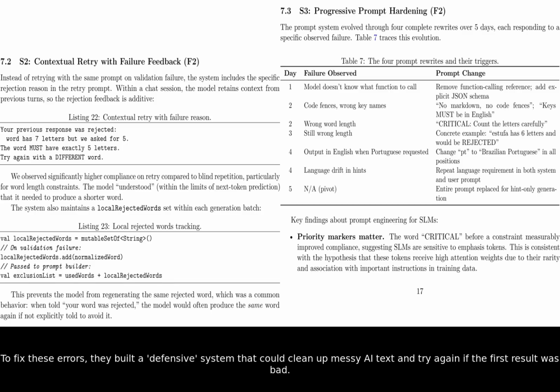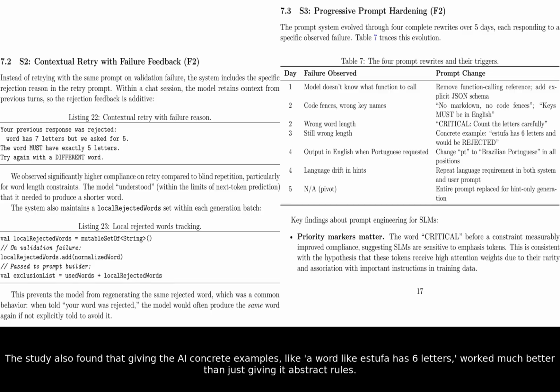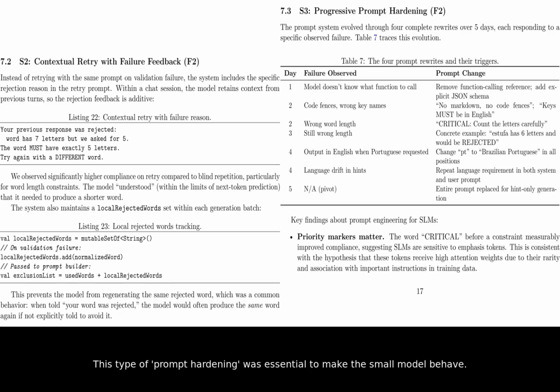To fix these errors, they built a defensive system that could clean up messy AI text and try again if the first result was bad. The study also found that giving the AI concrete examples, like a word like estufa has 6 letters, worked much better than just giving it abstract rules. This type of prompt hardening was essential to make the small model behave.